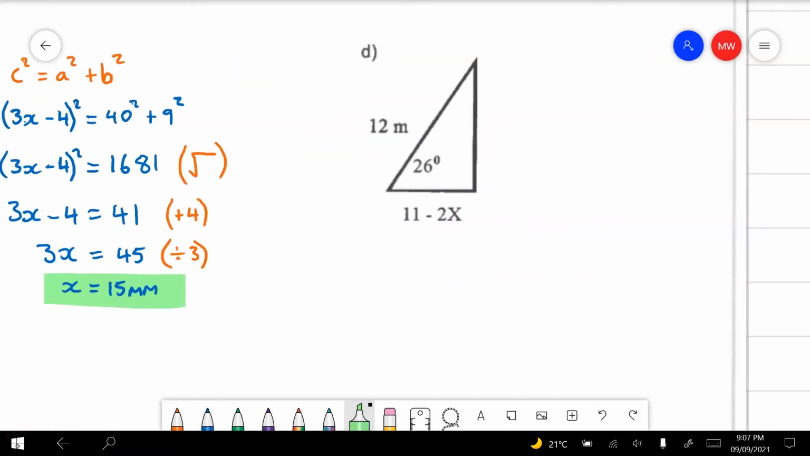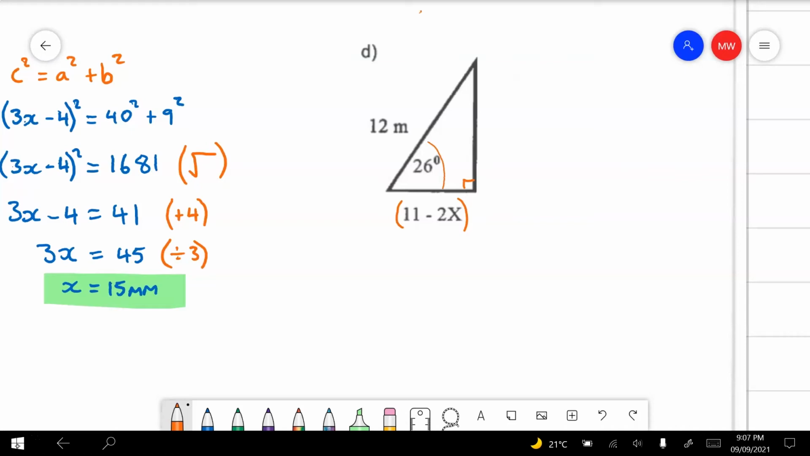The next question is a trigonometry question, and we've got another one of these sides that's got one of these awkward algebraic expressions instead of a number. So what we'll do before we even begin is pop that in brackets so it doesn't fall apart. Now, 26 degrees is our reference angle here.